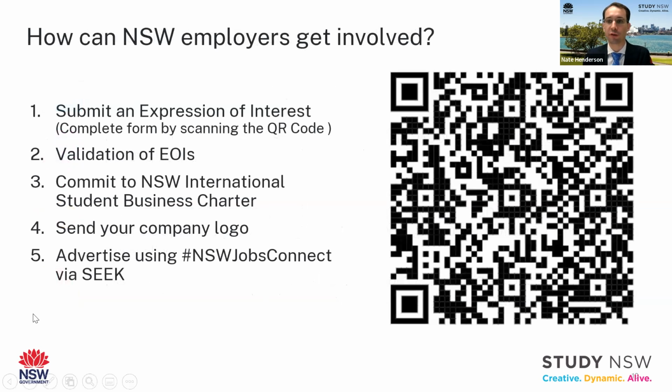All right, so if you've got your phones handy, you can already scan this QR code. We'll also have this QR code brought up at the end, so if you're unsure yet whether you want to sign up, there will be another opportunity to do so. Effectively, you submit an expression of interest. The reason we do this is because we want to make sure that as an employer, you're going to sign up to what we call the New South Wales International Business Charter. The Business Charter outlines that you understand that international students need to be hired on the same employment conditions as any other employee in Australia.